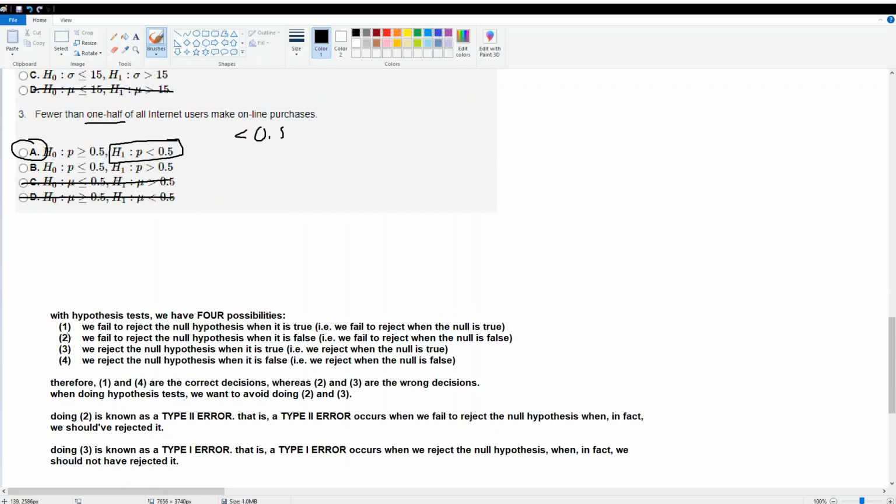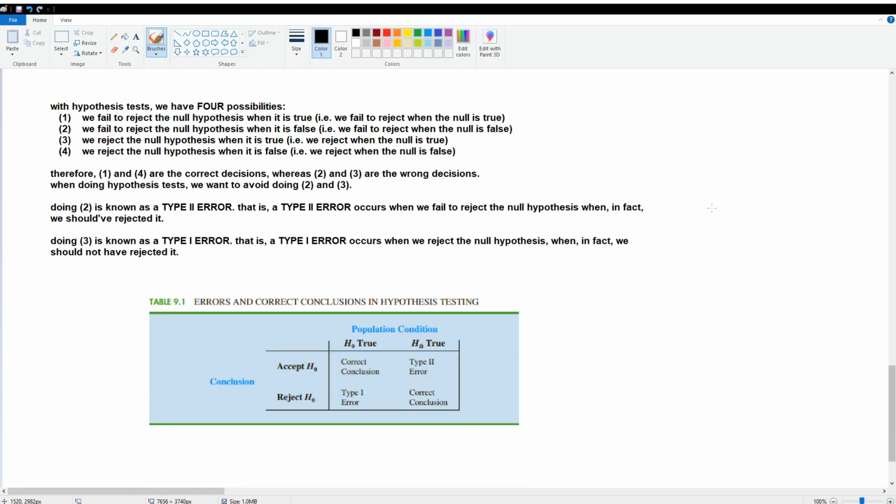All right, let's move on. Now, let's say we conduct our test, we reject or we fail to reject. There's 4 possibilities. If we fail to reject, the null hypothesis could be true. So we don't reject it when we shouldn't have. So we made the correct decision. With number 2, we failed to reject it even though it was false. So we failed to reject it even though we should have.